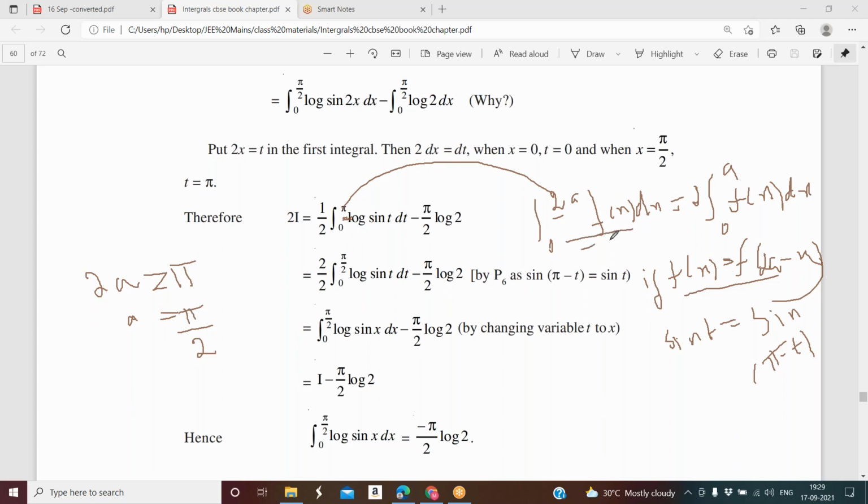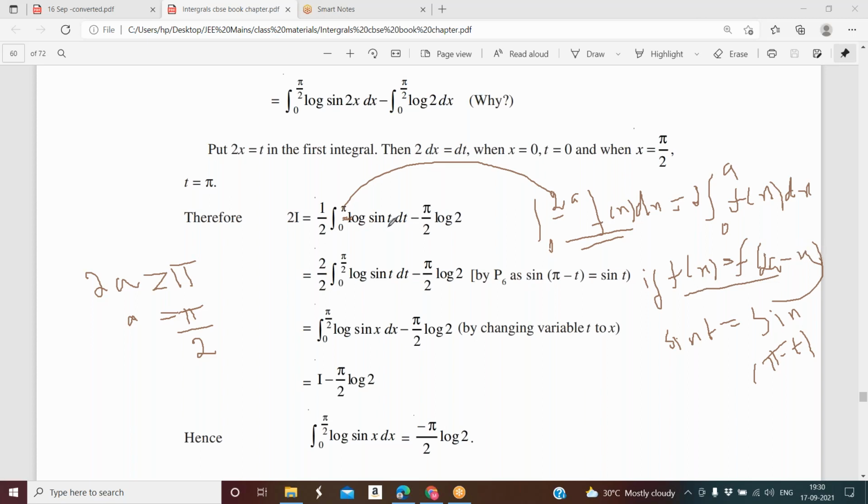This can be written as 2 times integral 0 to a. What is my a? Pi by 2. So 2 times integral 0 to pi by 2, and already I have 1 by 2 here. Provided this condition is satisfied, if f of x equals f of 2a minus x, we can use this property.